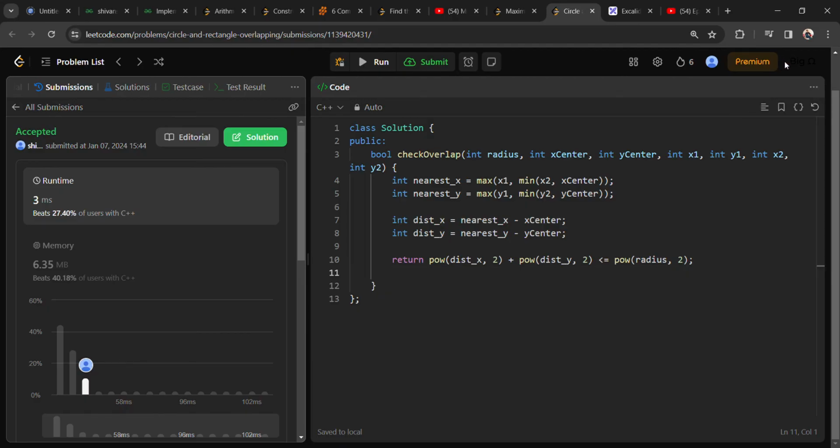If I talk about the complexity, we are not running any loop or anything like that. Just the power function is used. So the time complexity will be order of 1, constant time, because we are not performing any loops or other such operations.